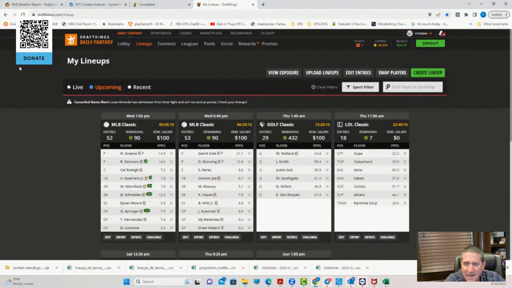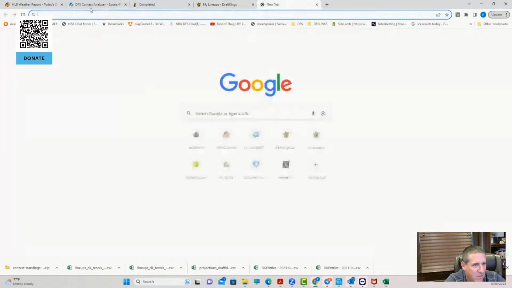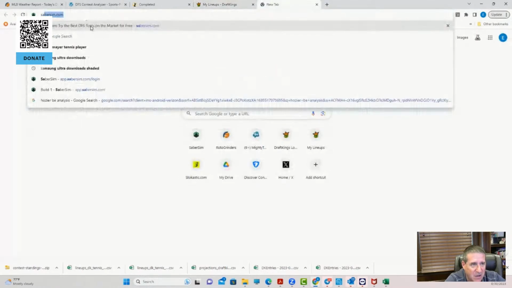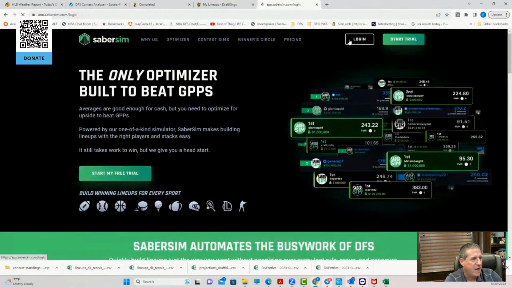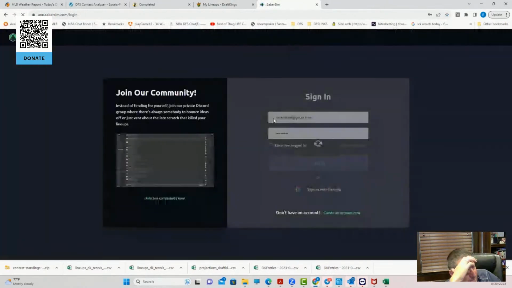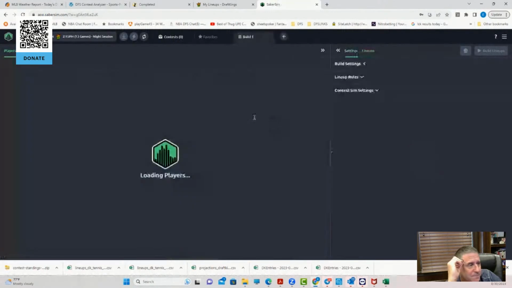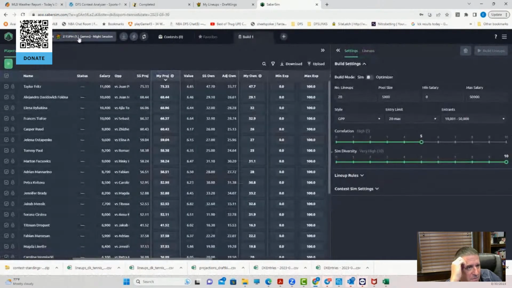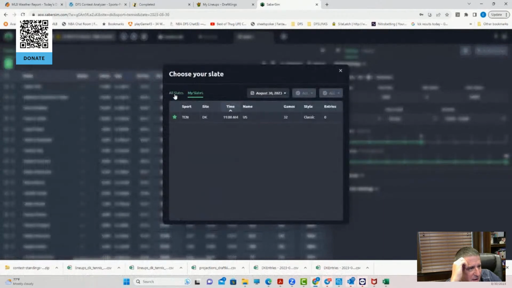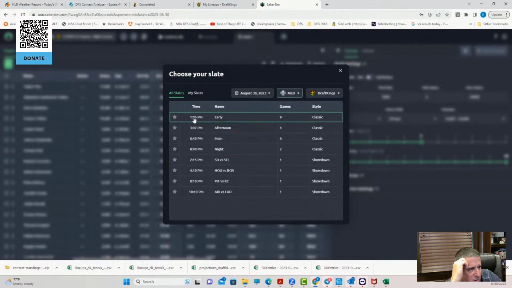All right, so let's go ahead and do a SaberSim build and see what different types of lineups we can create using SaberSim and these projections. All right, so forget the tennis for a second. Let's get MLB early slate.